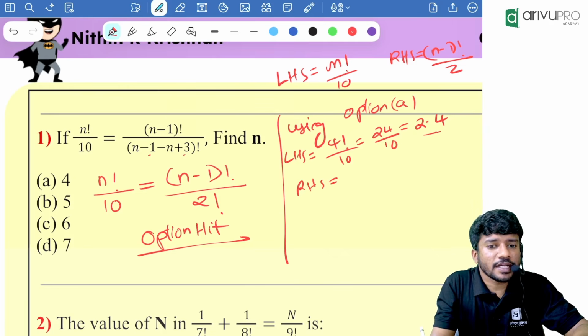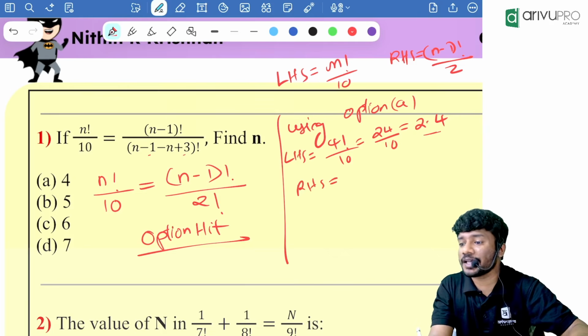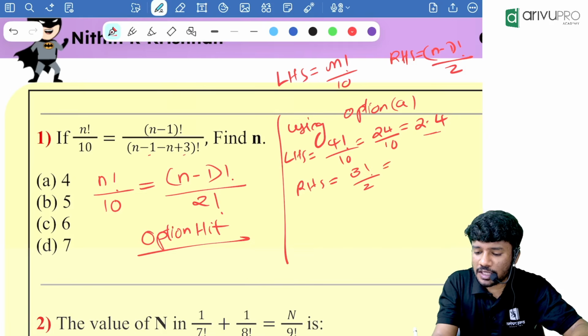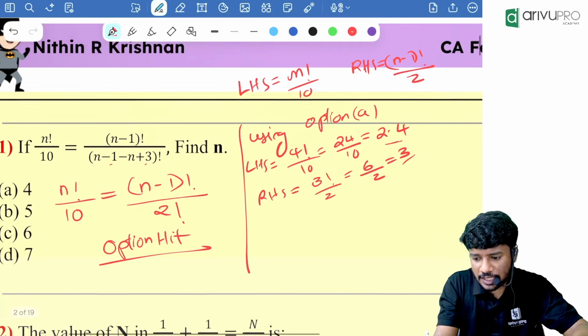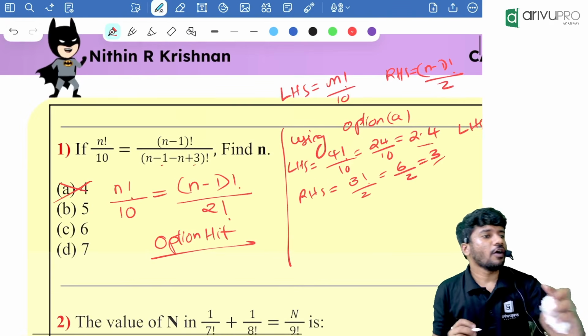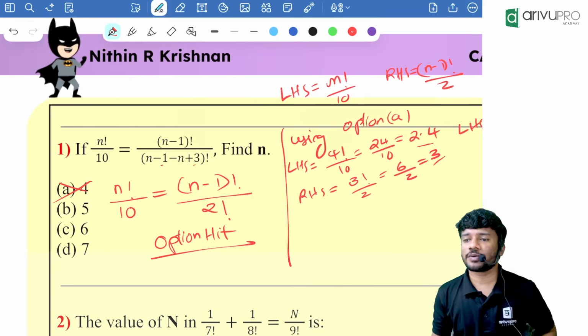RHS is how much? n minus 1 means 4 minus 1. That is 3 factorial divided by 2. 3 factorial is 6. 6 divided by 2 is 3. Is LHS equal to RHS? No, LHS is not equal to RHS. So which option is wrong? Option A is wrong.